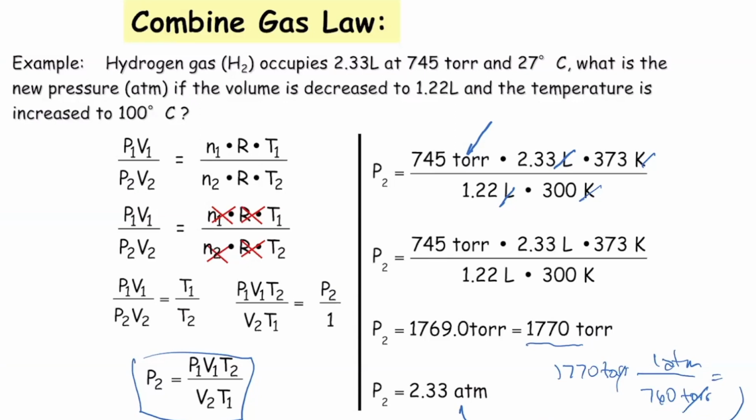This is a condition 1, condition 2 problem. Condition 1, condition 2 problem, always start with this. This is what we call the combined gas law. Of course, the R's are going to cancel. That's automatic.